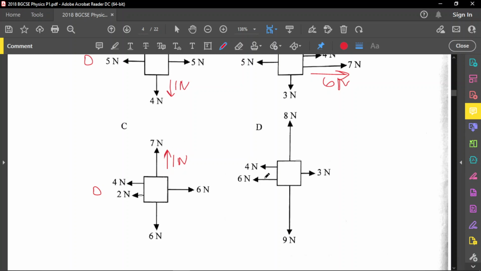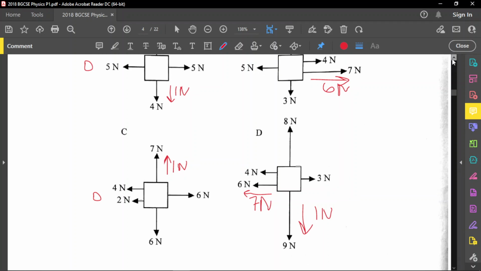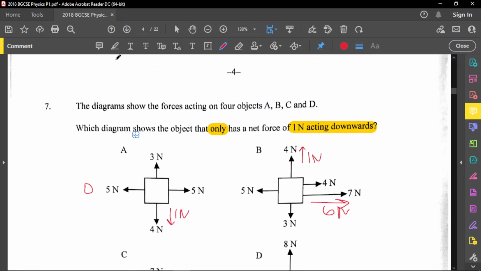Let's look at this one. 6 and 4 is 10, and 3 is going in the opposite direction. So therefore, going towards the left, there is going to be 7 newtons in the horizontal plane. In the vertical plane, we have 8 and 9, so therefore 1 Newton going downwards here. So 1 Newton is going downwards, which is awesome, but the difference is we have another force here, a net of 7, and it asks only for the vertical. So therefore, A is the answer. All right, so A is the answer here.